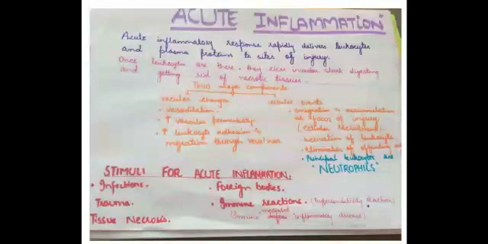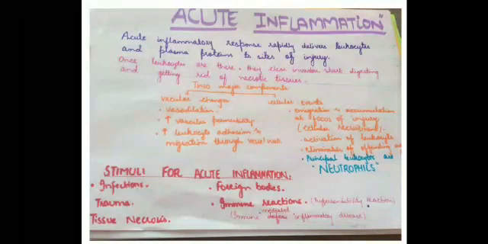Cellular events include the immigration and accumulation of leukocytes at the focus of injury. This is called cellular recruitment, and it is followed by activation of the leukocytes. As a result, they are enabled to eliminate the offending agent. You can see over here I've written that the principal leukocytes are neutrophils.